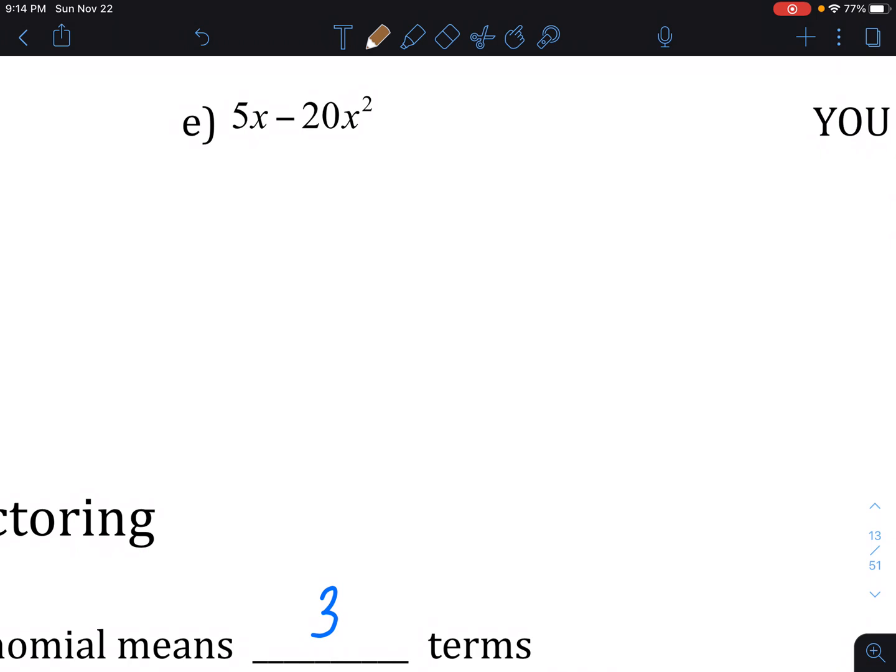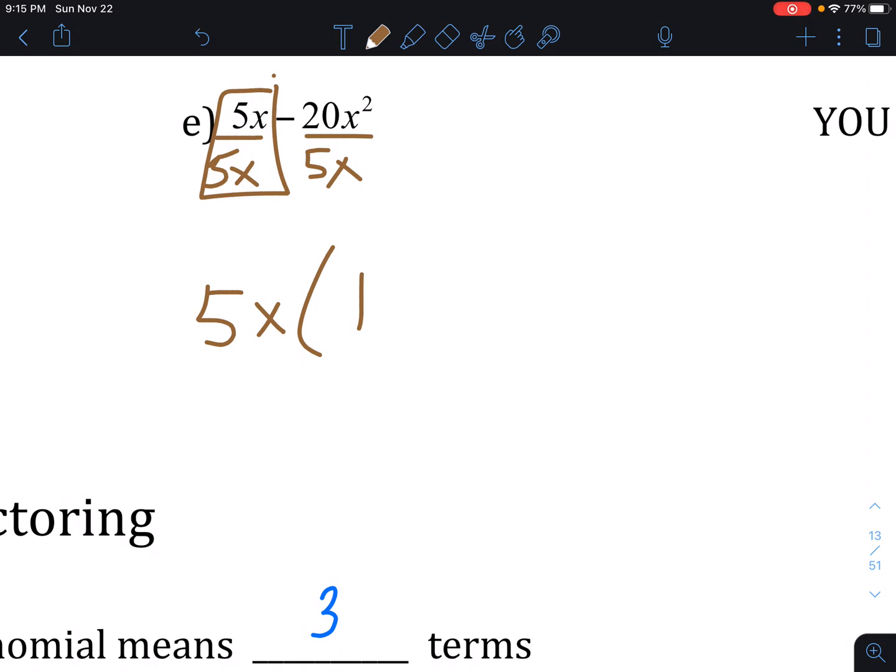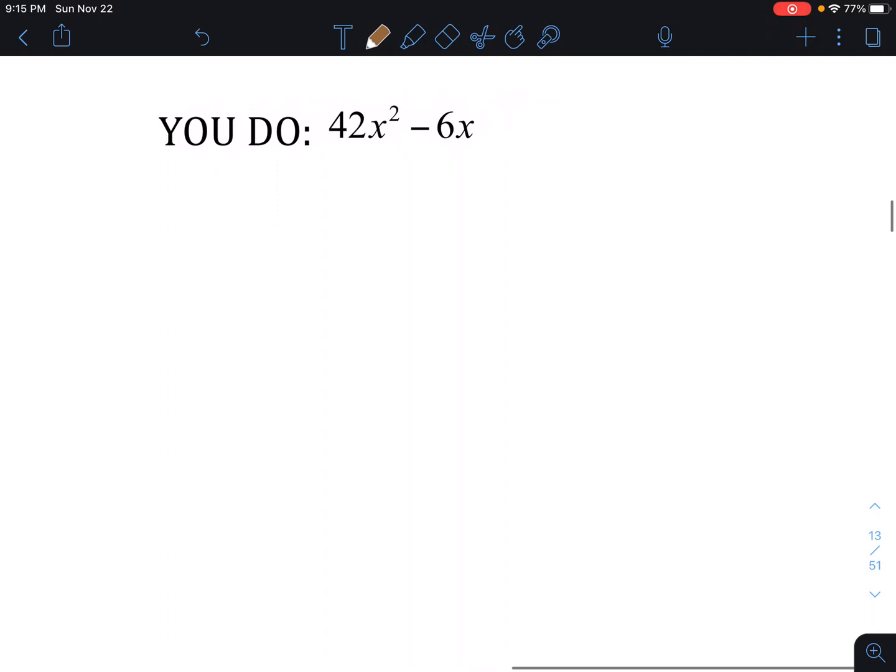5 and 20 would make 5 for the GCF. And then both have x's, so we're going to have x to the first for the smallest in the first term. And then divide by that. The first, it would be anything divided by itself. It'll be 1. And then minus 20 divided by 5 is 4. X squared divided by x is x. You pause this and try this one on your own.